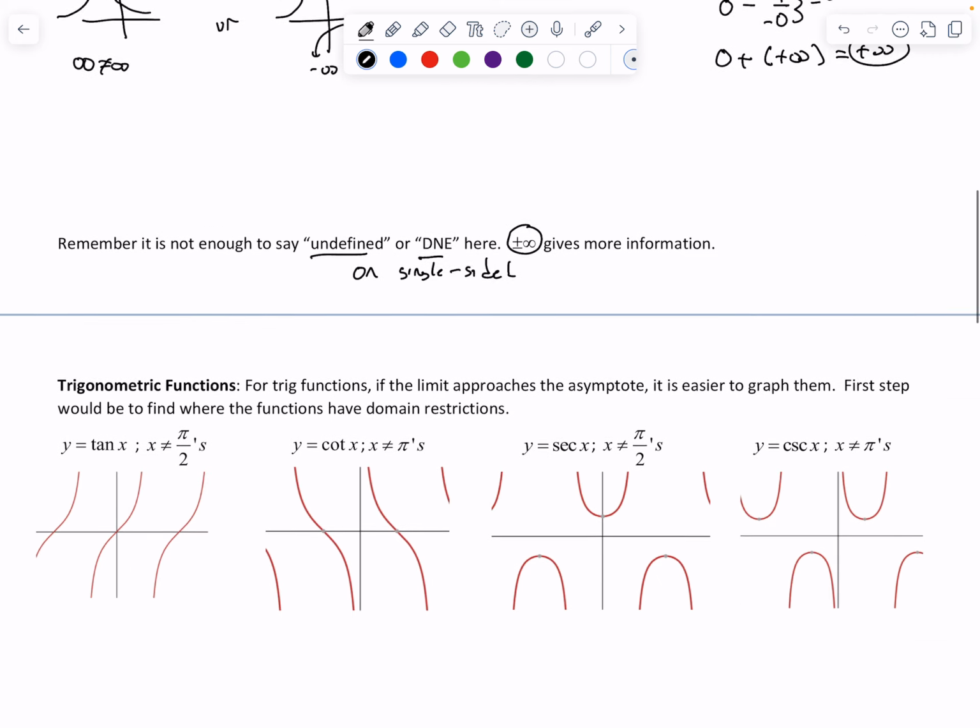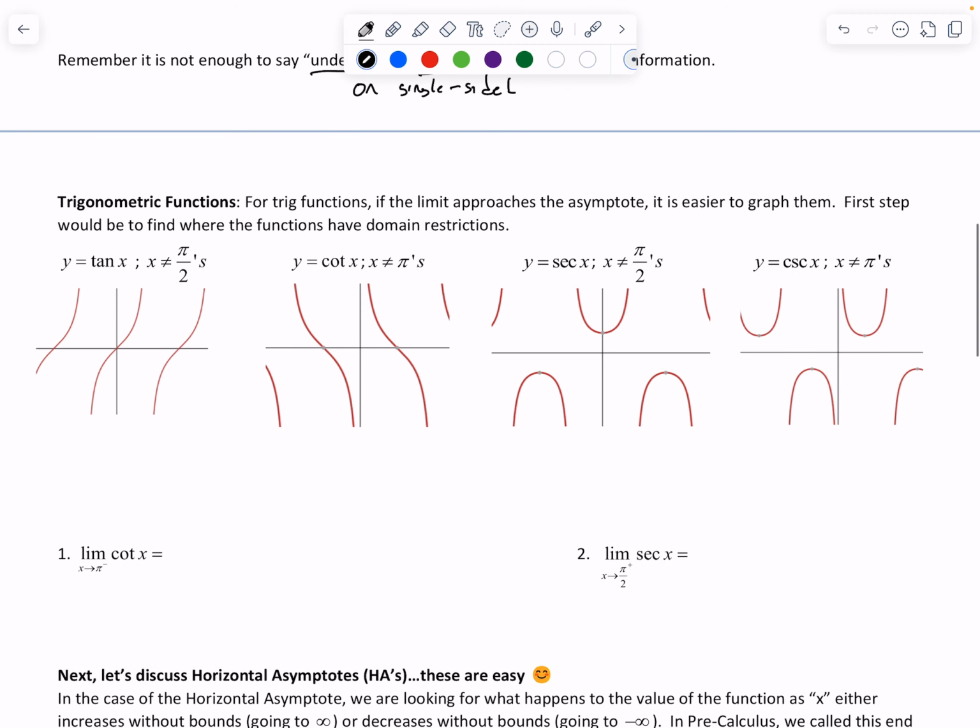So now we're going to take a look at some special trig functions. For trig functions, again, we tend to deal with vertical asymptotes. And for these, it's really just easier to graph them, or at least memorize what they look like in your head. So our first step is to define where the functions have domain restrictions. The domain restrictions for your trig functions are your vertical asymptotes, your VAs for short. That's going to give you a vertical asymptote always.